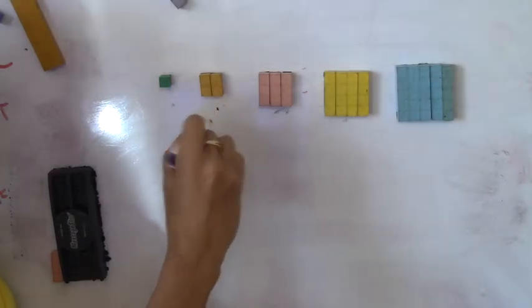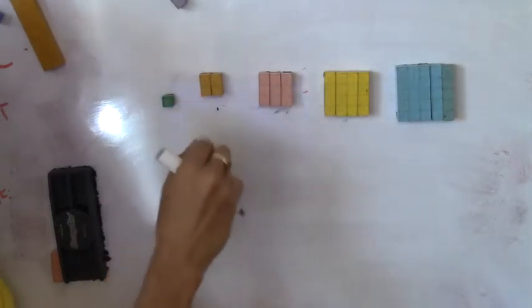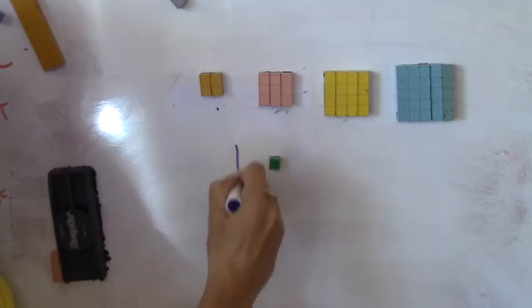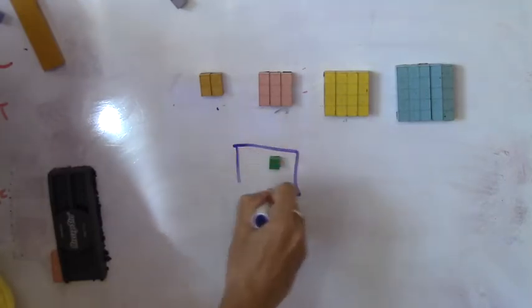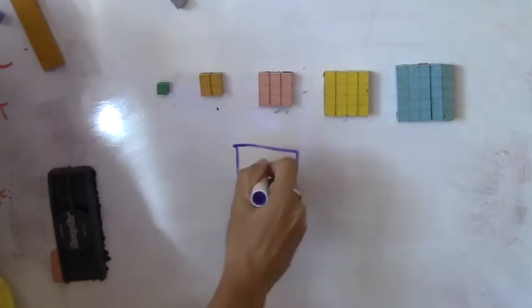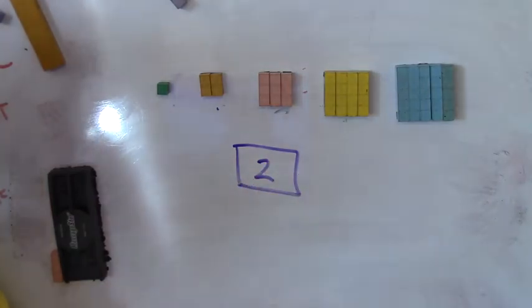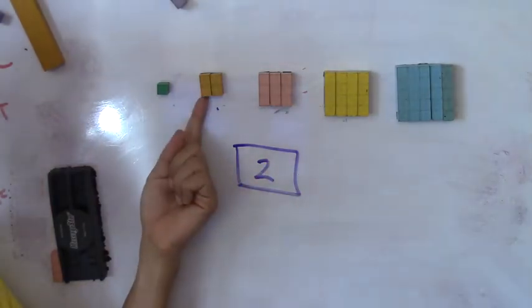If this was 1, then that one's 4. But if this one right here, we're going to use our imagination, we're going to say this is 2. Well, if that's 2, then that's got to be 8, right?